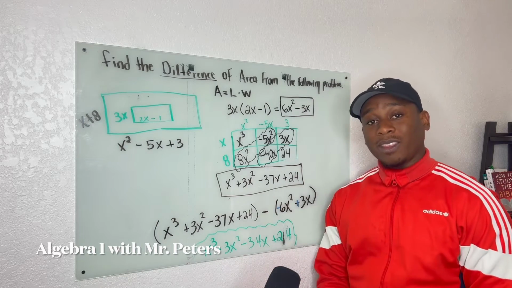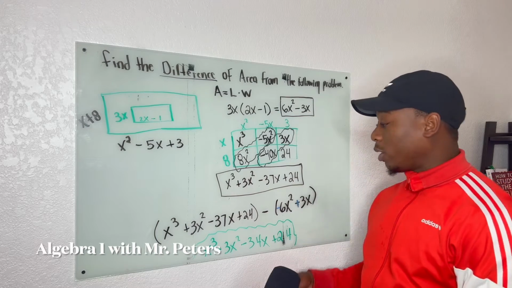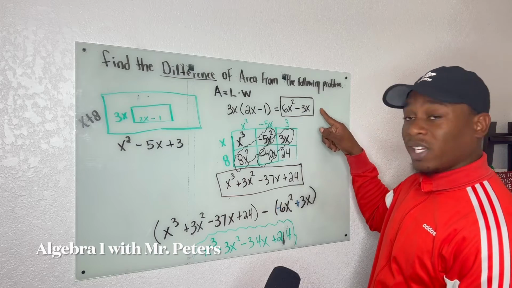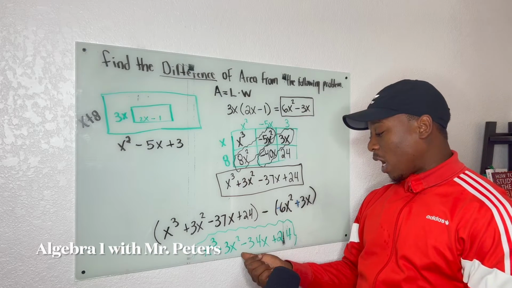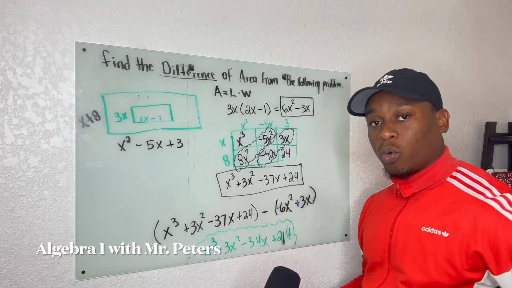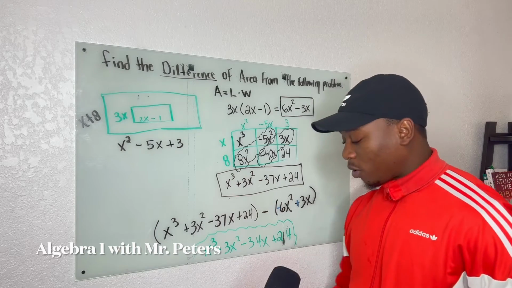So when we find the difference of the area between the larger rectangle and the smaller rectangle, this should be our final answer. All right. So that's problem number one. We're going to switch over to problem number two.